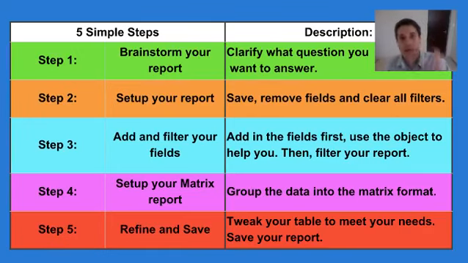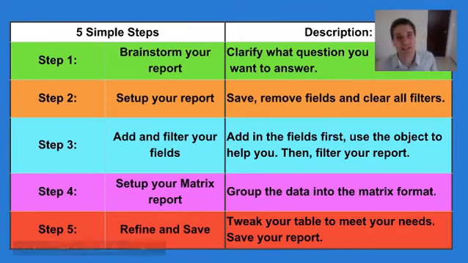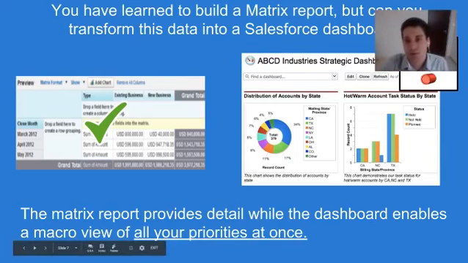Step 3, we added fields and filters to our report. We added what we wanted to see and how we wanted to see it. In step 4, we added the matrix format. We grouped the information by mailing city and mailing state. And finally, we refined and saved our information. We now have a matrix report. Congratulations. Now, you have learned to build a matrix report, but can you transform this data into a Salesforce dashboard?